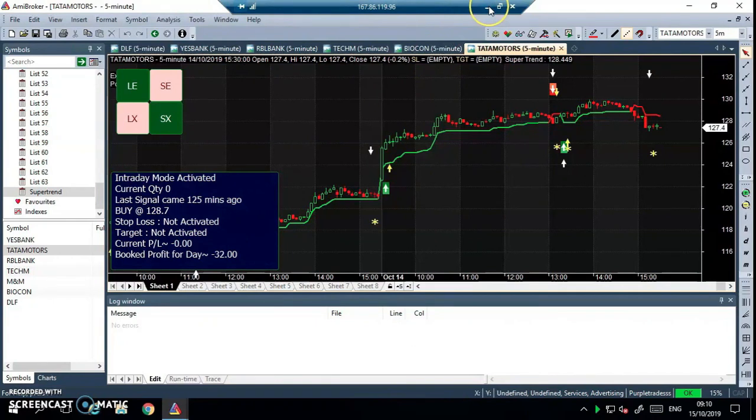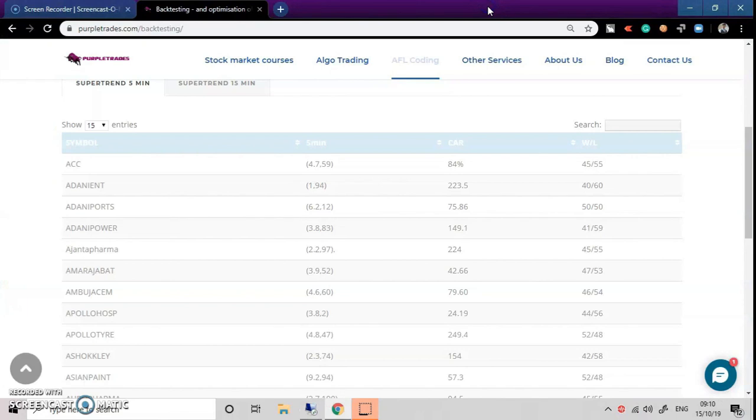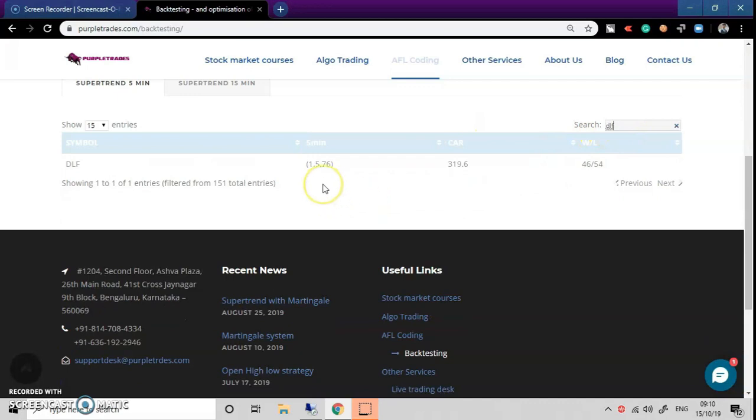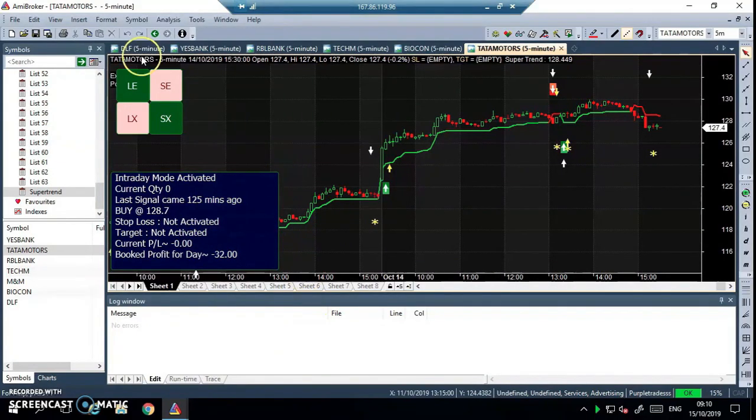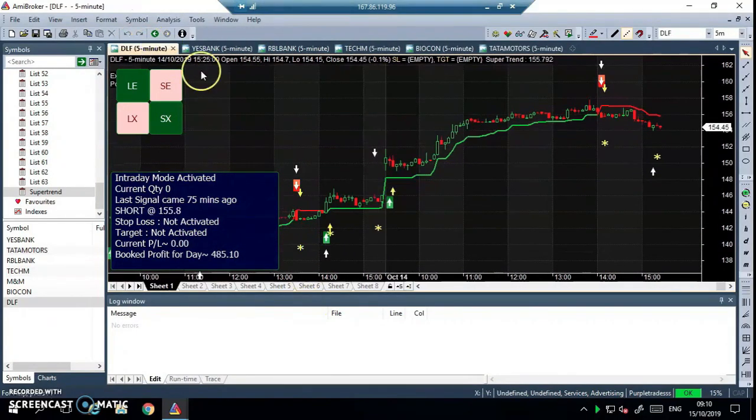Now the final setting is to check the parameters of all these stocks, for which I would again go to my website and check the optimized parameters. So I come to my website, and whatever stocks I have written there, I just search for them, and whatever parameters are written here, I just copy them. So for DLF, these are the parameters. I go to parameters and change accordingly whatever was mentioned on the website.